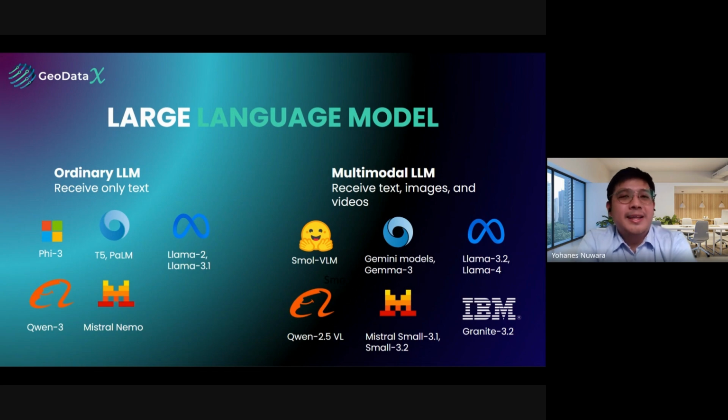I want to ask which kind of large language model are you working with? Of course there are ChatGPT, Gemini, Claude, Sonnet, you can name it, right? But there are two basic categories of LLMs. The first one is the ordinary LLM, which only receives text. The second one is called multimodal or visual language model, which can receive not only text, but also videos, sound, audio, and also images. So these are just a basic landscape of today's LLMs.